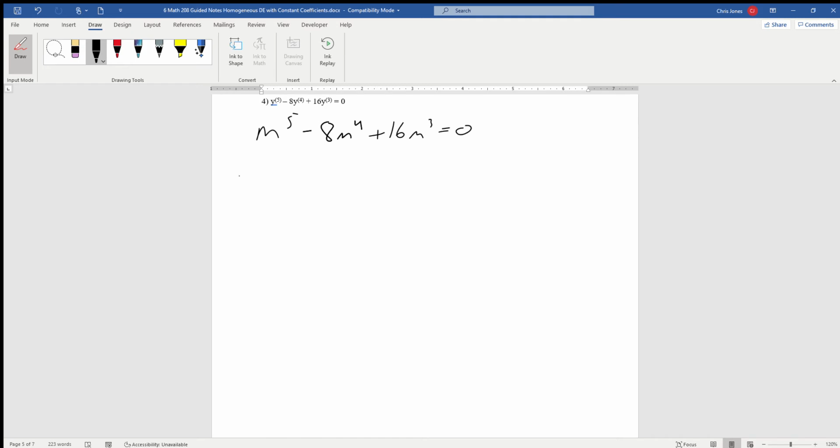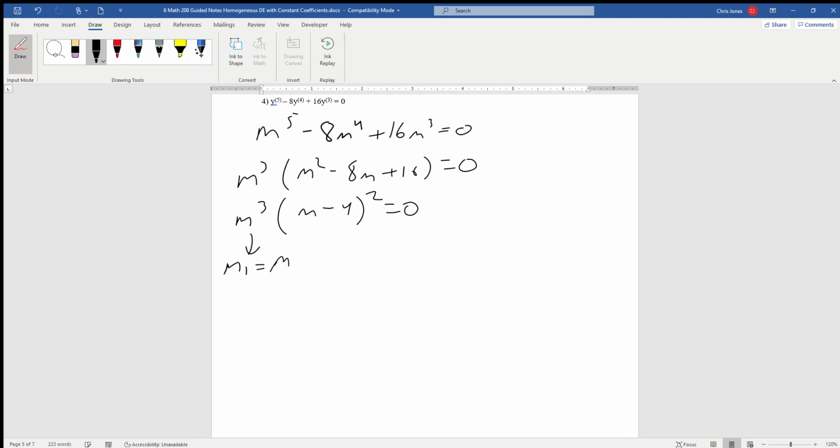We could factor out an m cubed and be left with m squared minus 8m plus 16 equals 0. And then we can factor the remaining trinomial as m minus 4 squared. So now that we know this, we can clearly see that there are two solutions that are different. However, there's actually a number of solutions that are the same. So notice that m cubed is going to have a multiplicity of 3. So m1 equals m2 equals m3 equals 0.